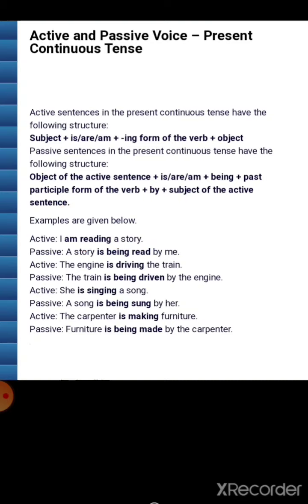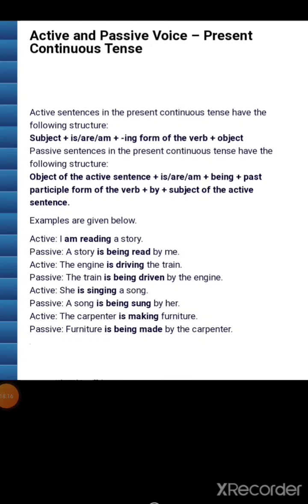After that, in place of am, is, are, you have to write am, is, are only wherever it is necessary. After that, in place of ing you have to add being. The substitute of ing is being. After that, the third form of the main verb. You cannot write the ing form, the present tense, or the future tense of the main verb. You have to write the past participle form of the main verb.